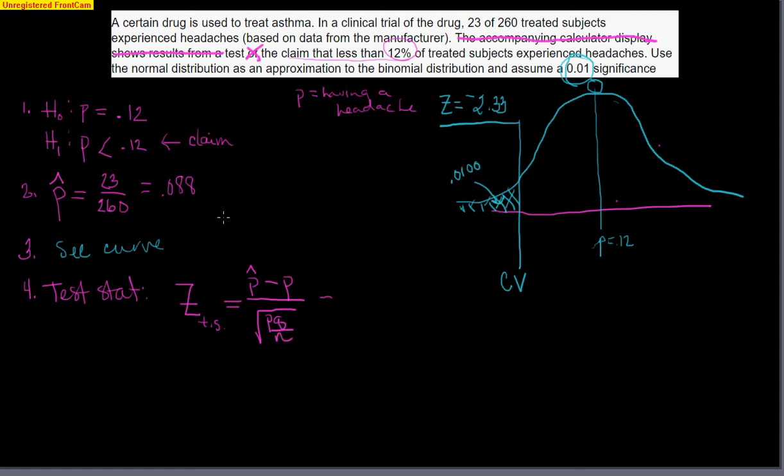Okay? So if we're plugging in those values, you can see from above that our p hat is 0.088 minus our p-value, which is 0.12. You can see right there that's going to be negative, which makes sense because we've got a left-tailed test, divided by the square root of p times q over n, where p is 0.12. And if you remember, p plus q is always 1, so 1 minus that 0.12 is going to give us 0.88. That is q, divided by n, and in this case our sample size was 260 people that we looked at.